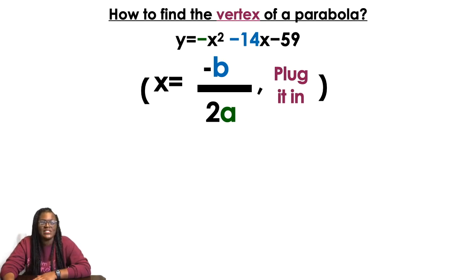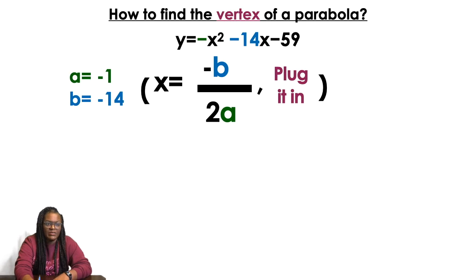Okay, so I have y equals negative x squared minus 14x minus 59. So I'm going to say x equals negative b over 2a. So a equals negative 1, b equals negative 14. And we're going to plug them in, okay?